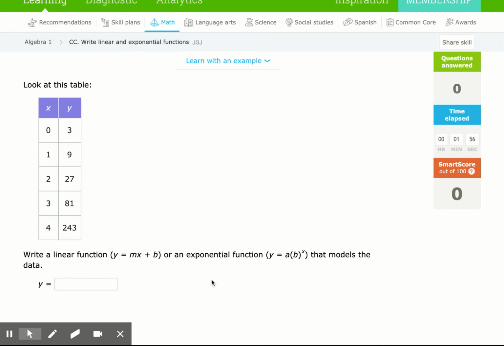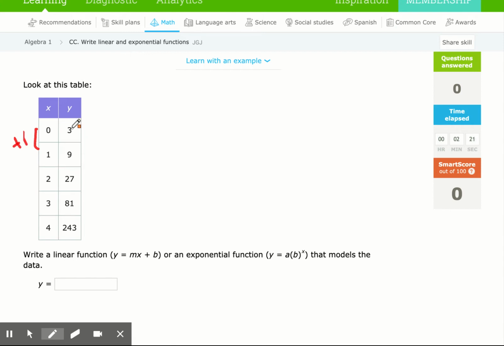So the first thing you should really do is look at the table and determine if this is a linear or exponential function. Remember, linear is if you're adding the same number each time, and exponential is if you are multiplying by the same number. Since you are going from 0 to 1 to 2 to 3 to 4, you could see that you are adding 1 each time here.